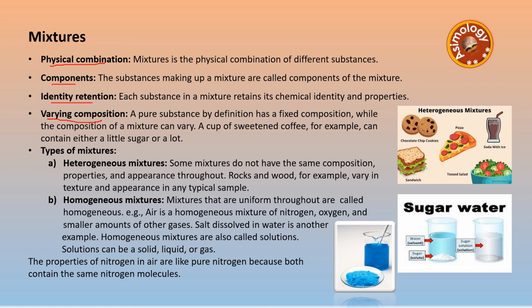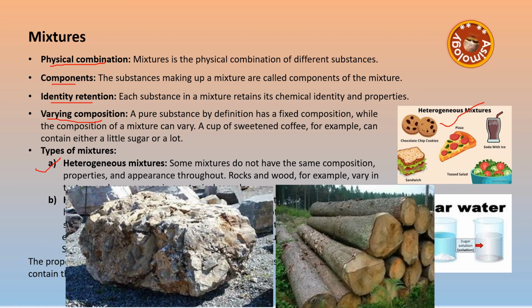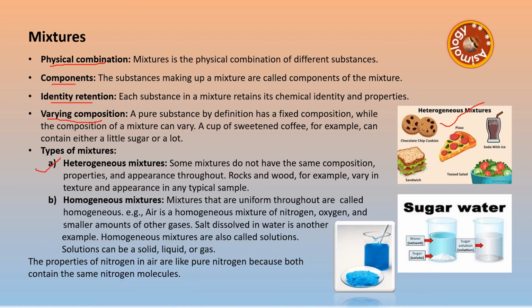Types of mixtures. A. Heterogeneous mixtures. Some mixtures do not have the same composition, properties, and appearance throughout. Rocks and wood, for example, vary in texture and appearance in any typical sample.